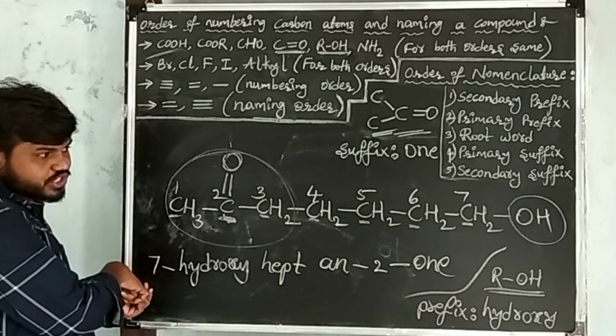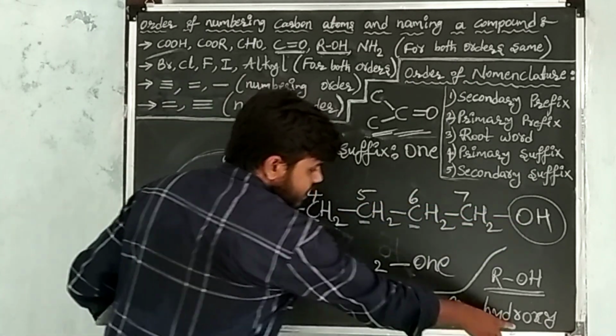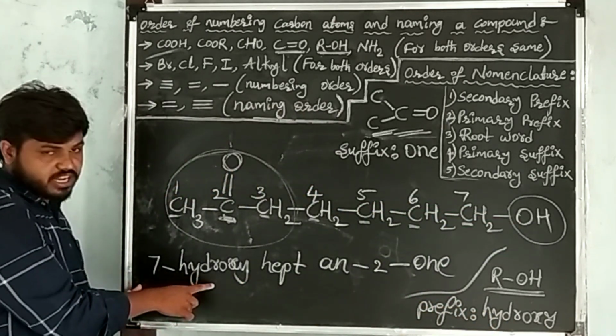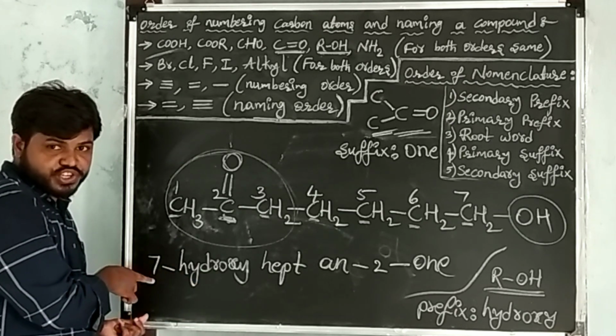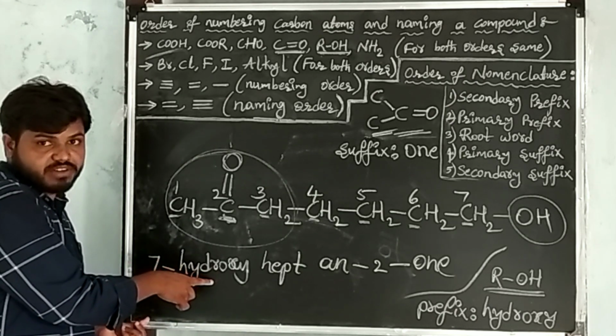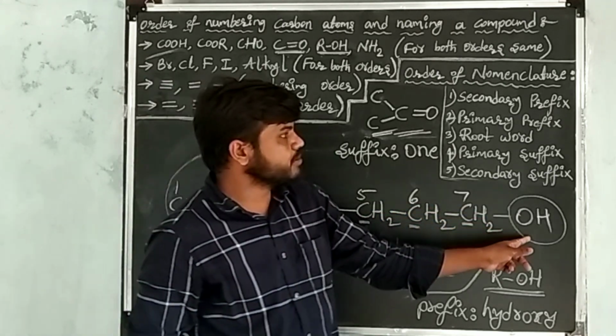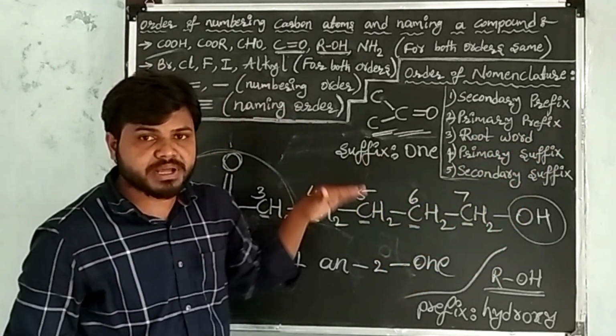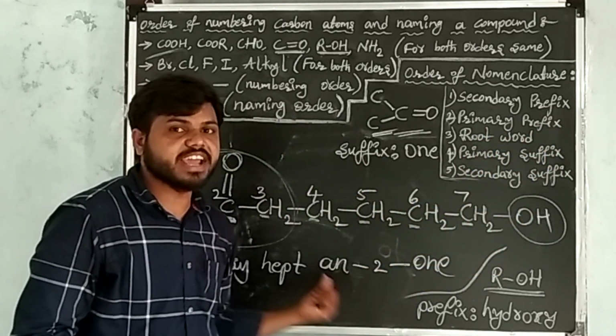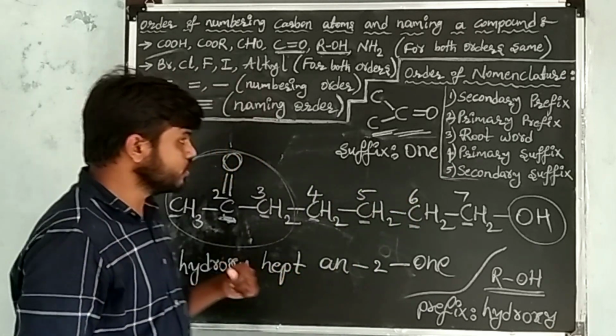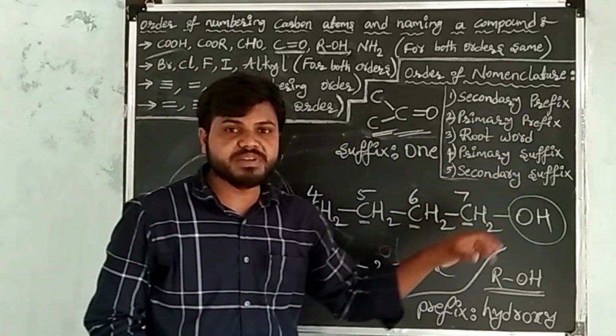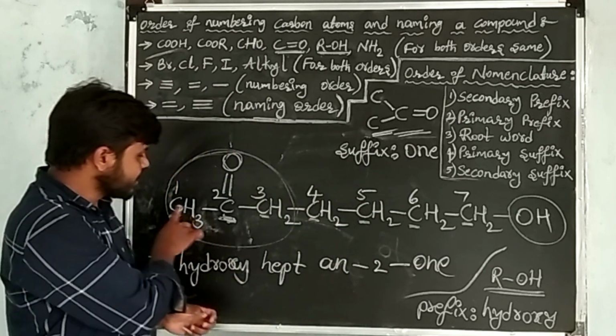Okay, after writing position, alcohol prefix is what? Hydroxy. I written prefix, position and hydroxy. After writing the secondary prefix, go to the primary prefix. Primary prefix means what? Cyclic. Cyclic is not present in the given carbon compound. Then go to the root word. Root word means number of carbon atoms. Here 7 carbon atoms are there.